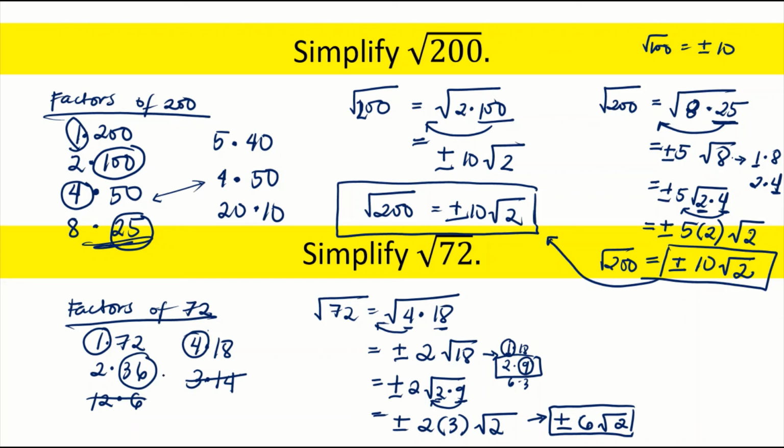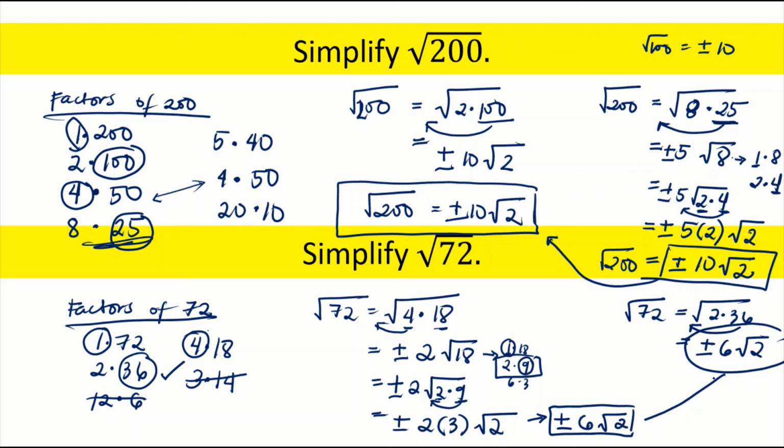Okay, so paano kung ang ginamit natin is 2 times 36? So, we have square root of 72 is equal to square root of 2 times 36. And then, si 36 nung nilabas mo, siya ay magiging positive and negative 6. And then, ang tira sa loob, 2. So, it is the same with our first example of 6 square root of 2.